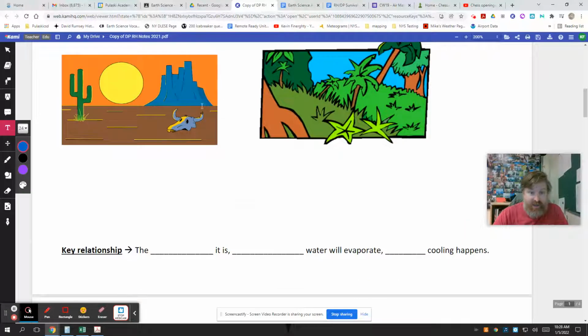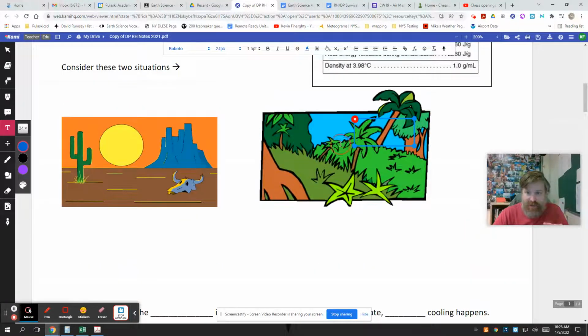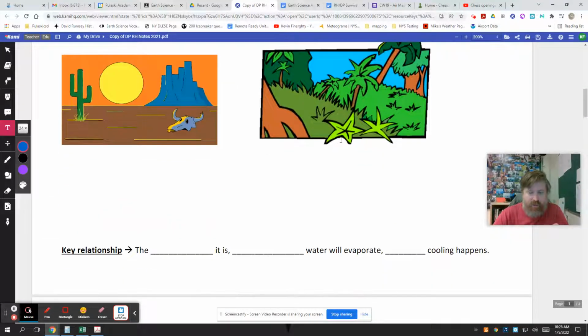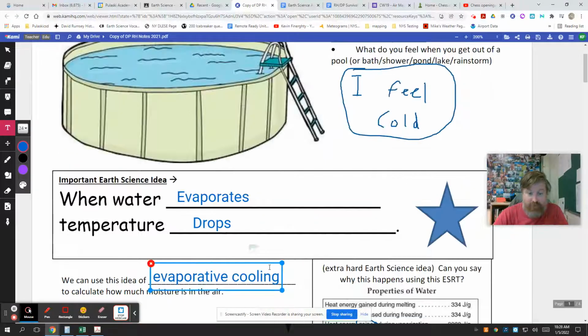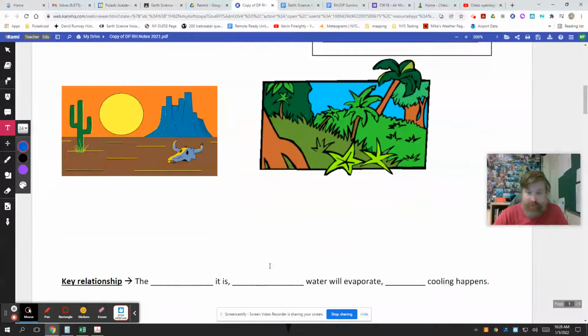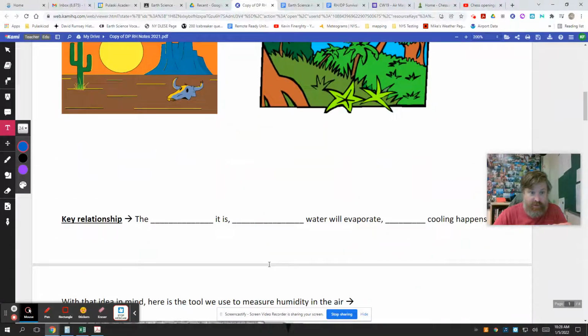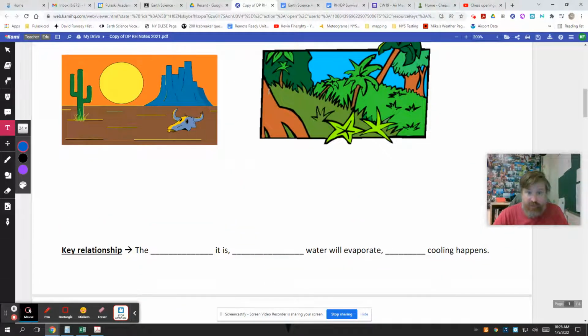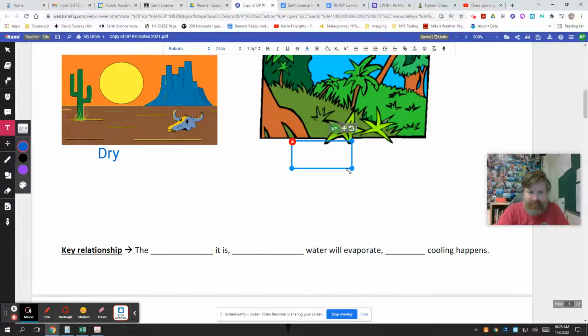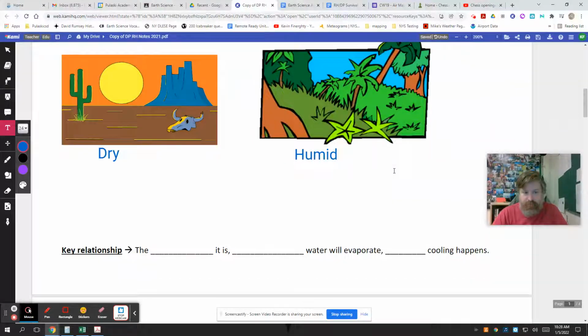So let's consider these two scenarios because, again, you can't just hold your thumb in the air and figure it out. How could we figure out, using this idea of evaporative cooling, exactly how humid the air is? We can do it, and it's actually deceptively simple. So here's some stolen internet clip art of what is clearly a very dry situation that's supposed to be a jungle, close enough, compared to a very humid situation.